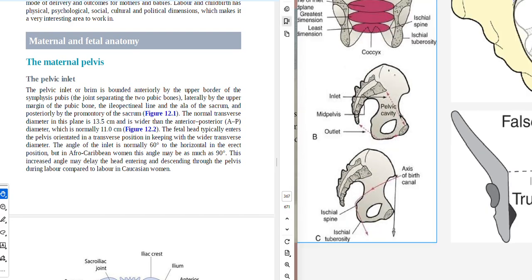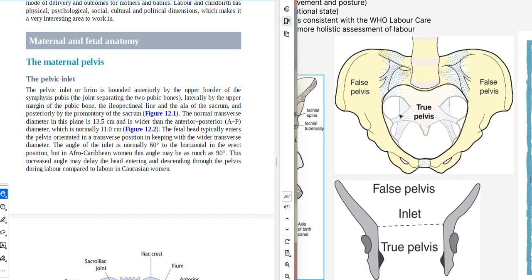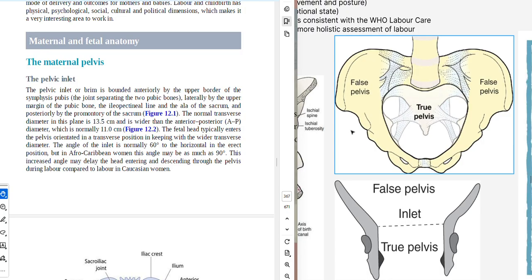So basically, what it's saying is that the pelvic inlet is basically the pelvic brim, right? Think of the pelvis as a funnel. The pelvic inlet is the entrance to that funnel. It is the opening through which the baby's head first enters during labor. Now, the boundaries: anteriorly, it's the upper border of the pubic symphysis, like that's the front wall, right? And laterally, you have the upper margin of the pubic bone, the iliopectineal line, which we also call the linea terminalis, by the way, and the ala or the wing of the sacrum, right?